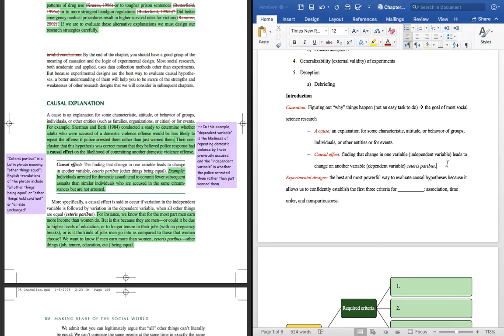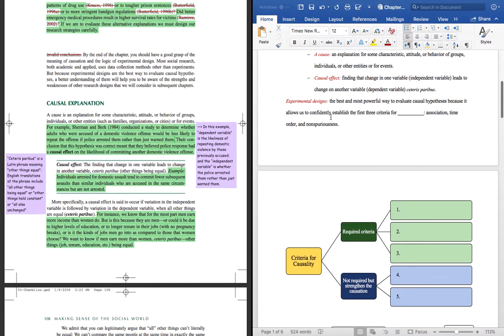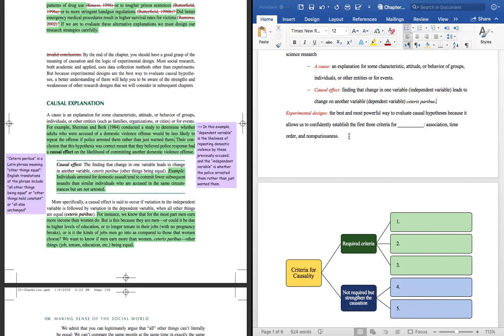So aside from finding relationships or correlations, we want to see whether we can identify whether our independent variables can, quote unquote, cause our dependent variables. So we have a tool that is experimental designs. Experimental designs are the best and most powerful way to evaluate causal hypotheses. Experimental designs are aimed at really putting things into experiments by researchers.